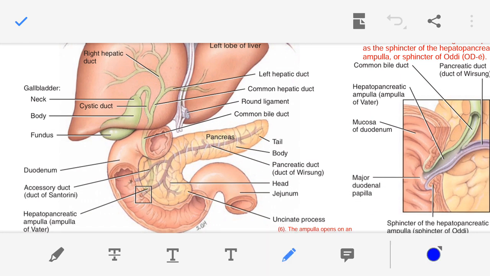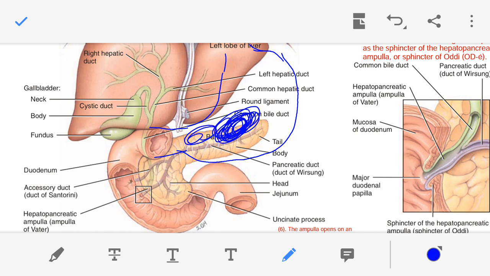First, in this figure, the stomach is not shown, so let me draw the stomach as well. I am drawing a rough diagram. So this is the stomach. Now we have studied the process of digestion in the stomach. After the digestion in the stomach, the digested food is known as the chyme. This chyme enters into the small intestine, and the initial part of the small intestine is known as the duodenum.